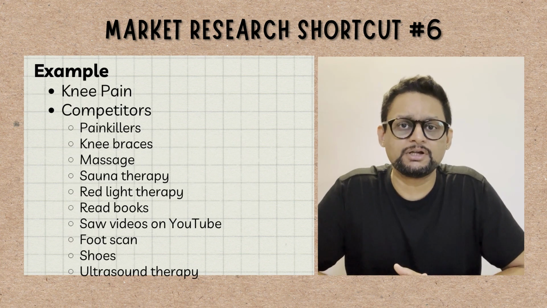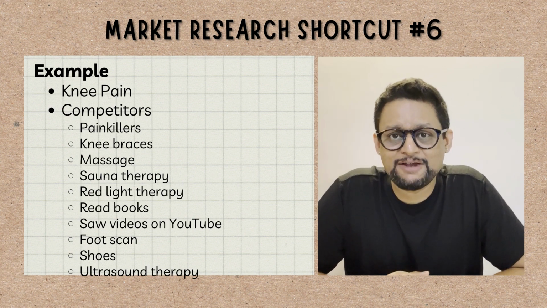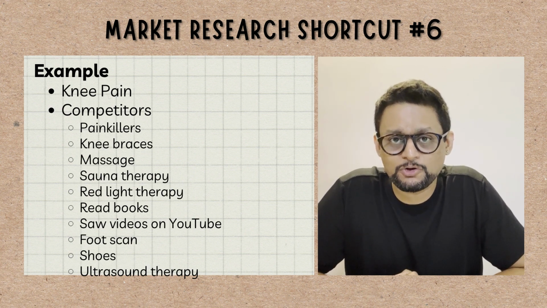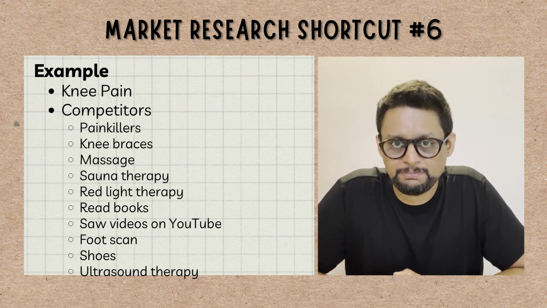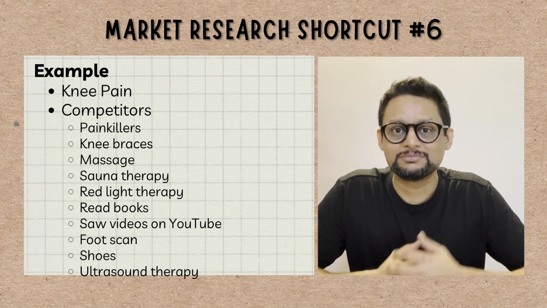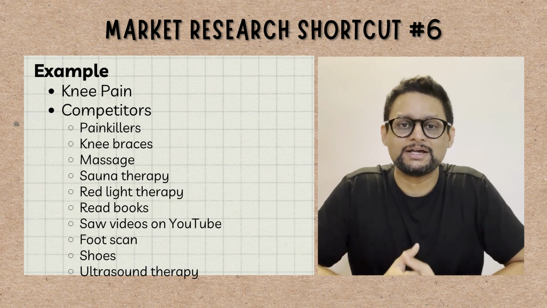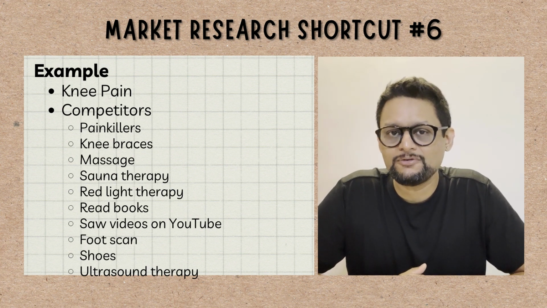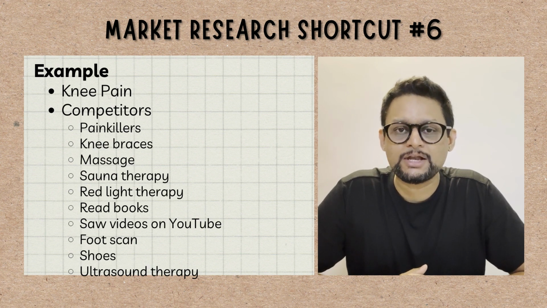Well, a quick example here. If you're selling pain relieving gels for people with knee pain, your competition is everyone that's offering painkillers, of course, but everything else that's helping your market get rid of knee pain. Well, when I had knee pain many years ago, I tried everything from painkillers to massages to foot scans to ultrasound. The whole idea is for you to take a closer look at everything else that your clients or customers are trying to do to get rid of that pain.